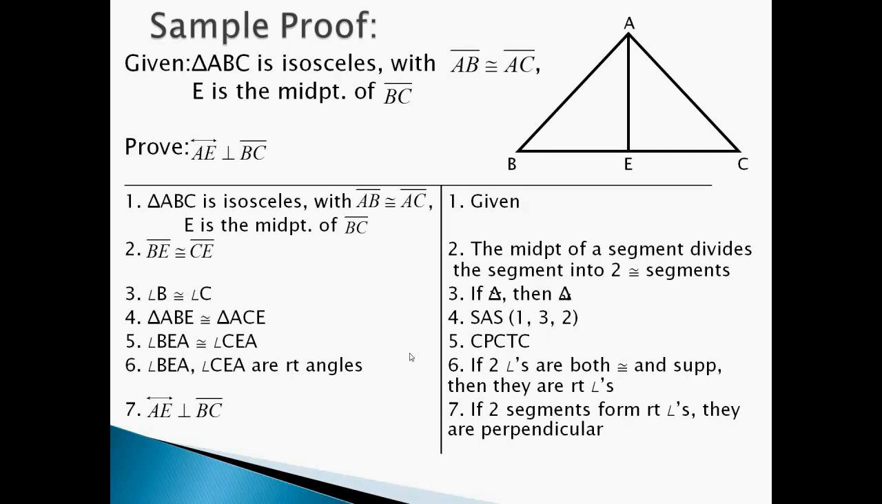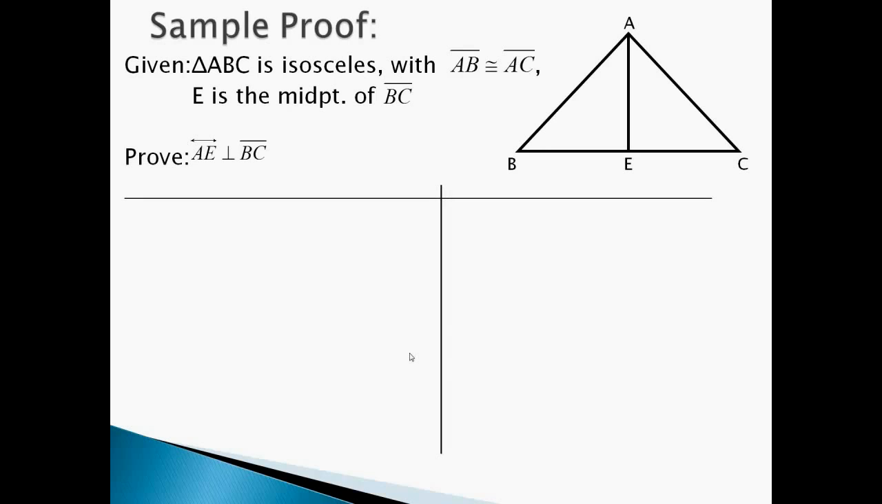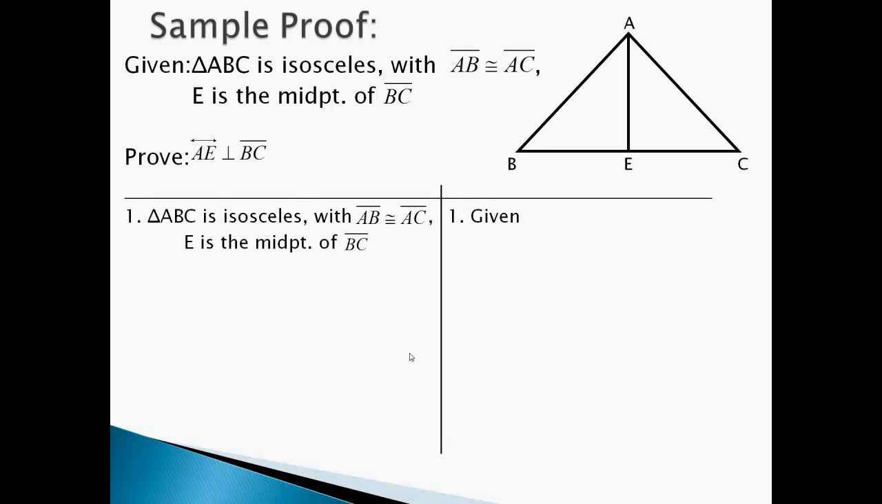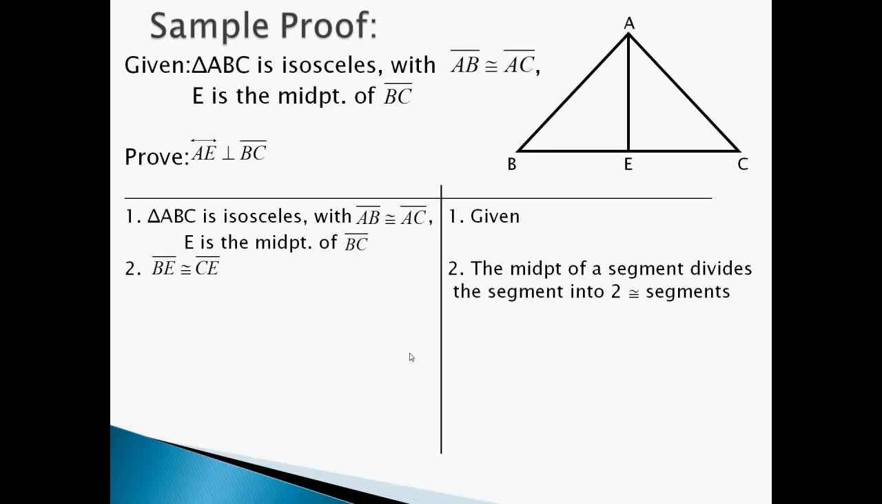Watch this. This is awesome. It's going to blow your mind. Same proof. Same thing we have to prove. Start off with the same given: triangle ABC is isosceles, with AB being congruent to AC, and E is the midpoint of segment BC. Then we would say that segment BE and segment CE are congruent because the midpoint of a segment divides the segment into 2 congruent segments.